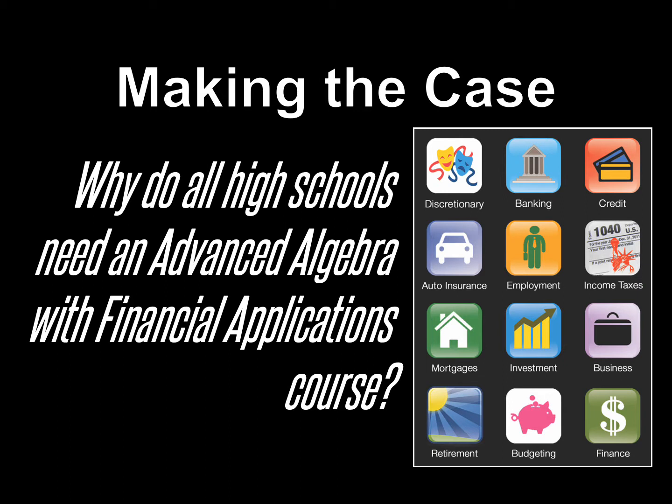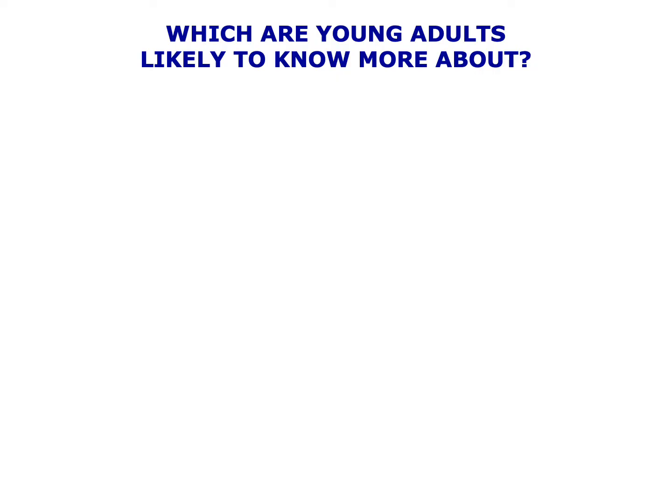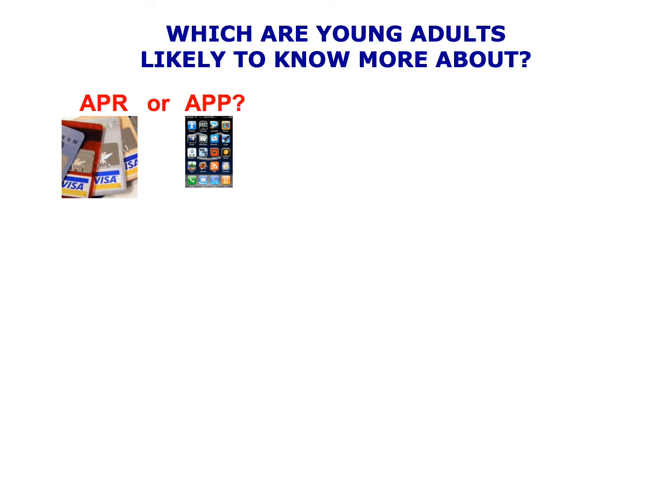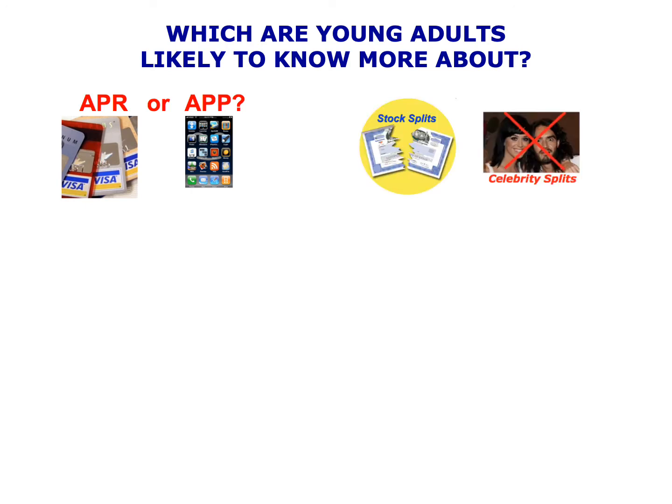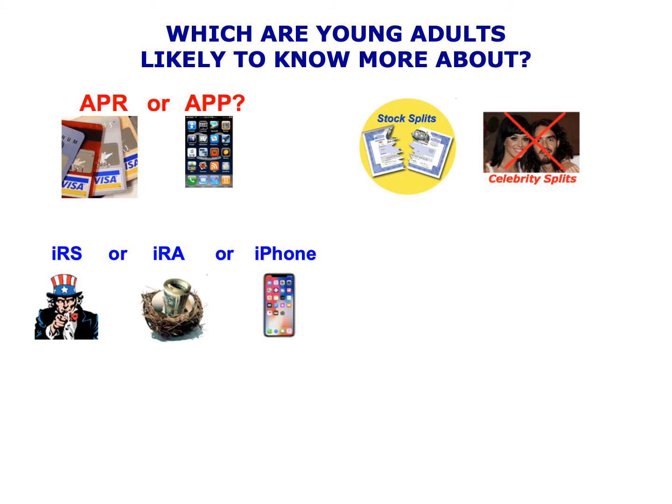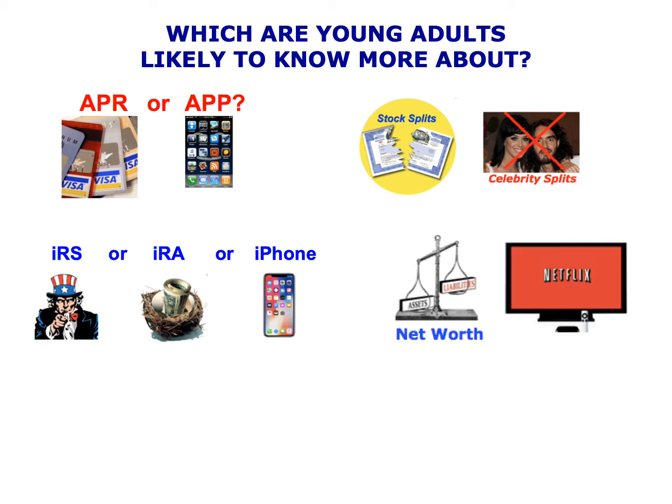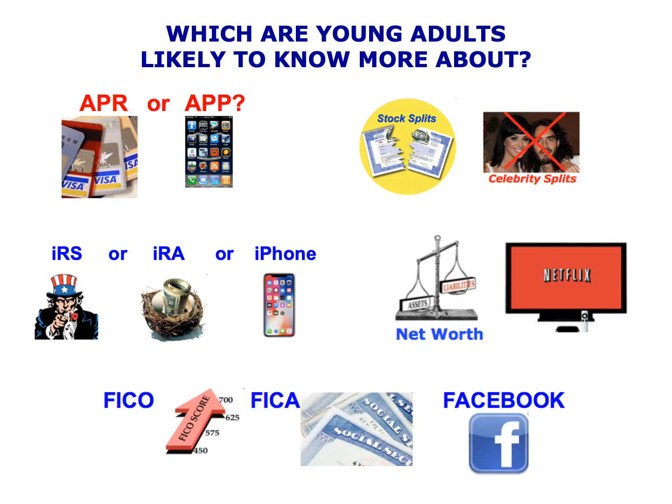Making the case. Why do all high schools need an Advanced Algebra with Financial Applications course? So let's start with some tongue-in-cheek questions. Which are young adults likely to know more about? APR or APP? Stock splits or celebrity splits? IRS, IRA, or iPhone? Net worth or Netflix? And FICO, FICA, and Facebook? Clearly, the answer is the last one in each group.